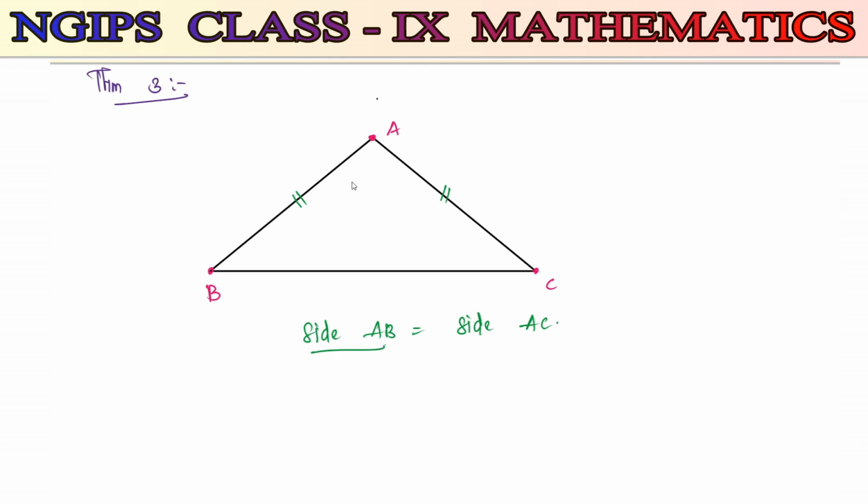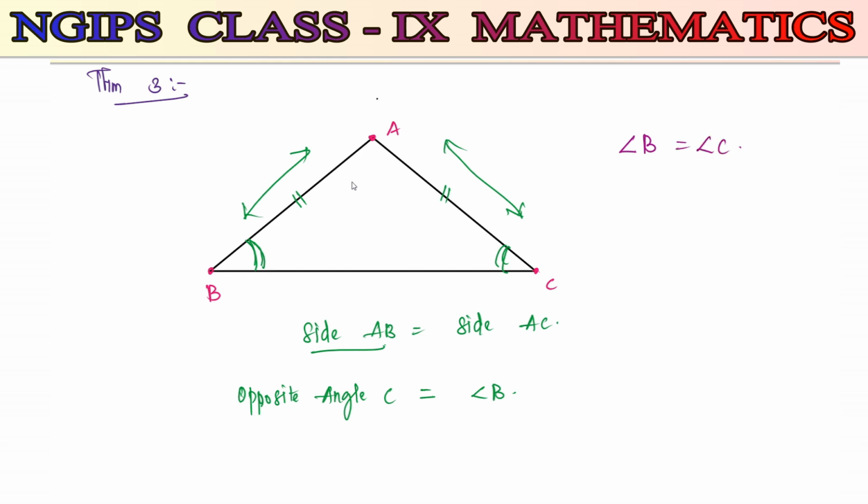Side AB, the opposite angle is C. For AC, the opposite angle is B. Angle C and angle B are both equal. Conversely, if any two angles of a triangle are equal, for example, angle B is equal to angle C, then their corresponding opposite sides are also equal. So for angle B, the opposite side is AC. For angle C, the opposite side is AB. This is the third theorem.